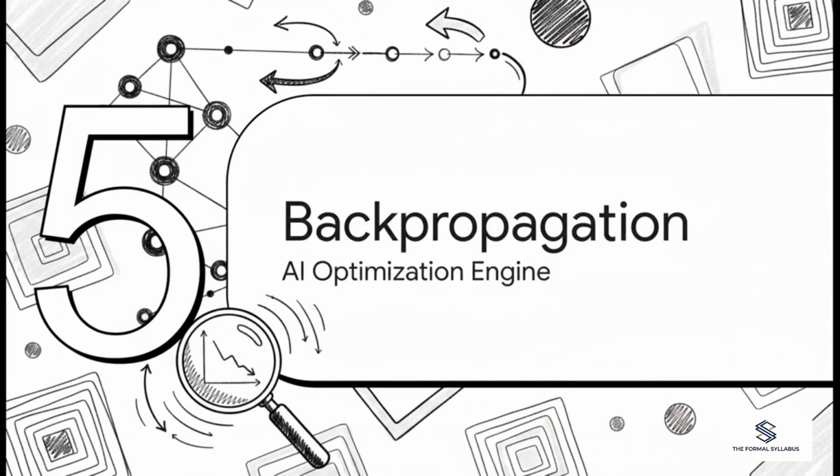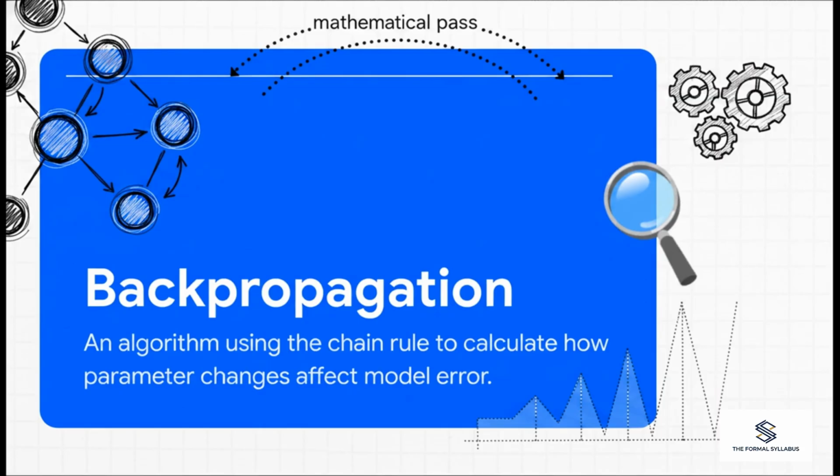And that brings us to Section 5, Backpropagation, the engine of AI optimization. This absolute need for massive scale efficiency leads us to the greatest modern application of the chain rule we have today. Backpropagation is basically this incredibly elegant backward pass through the network.